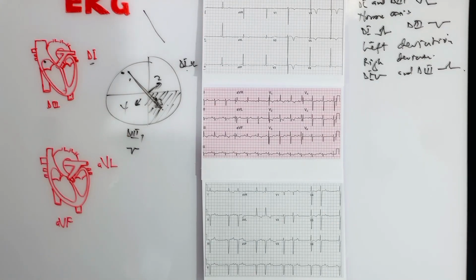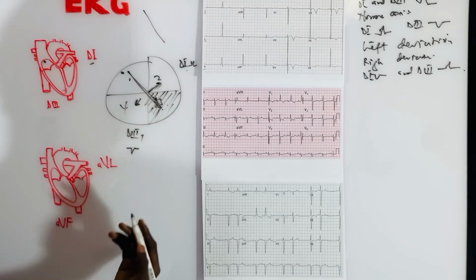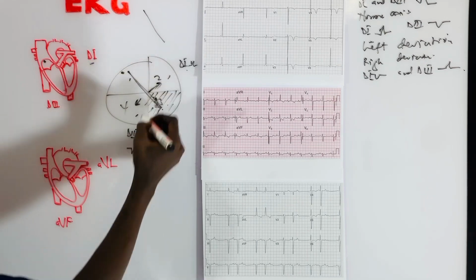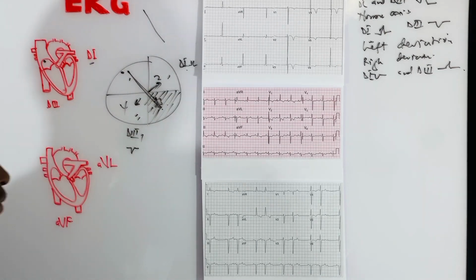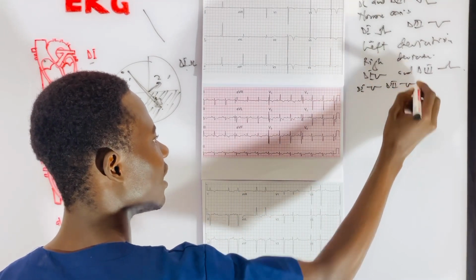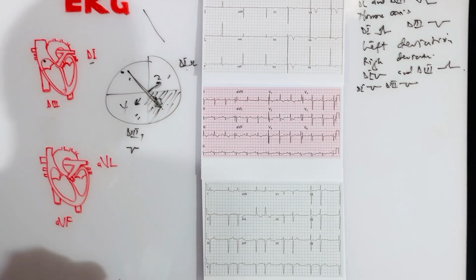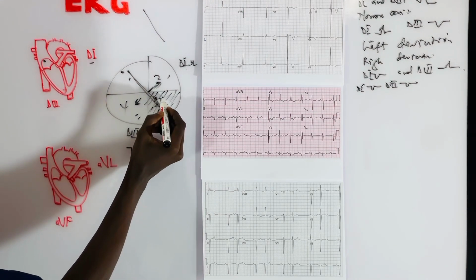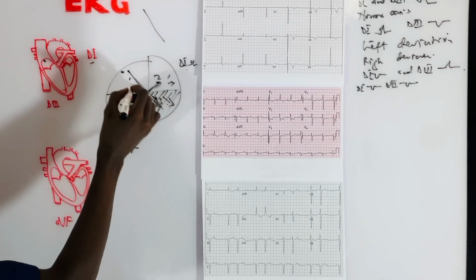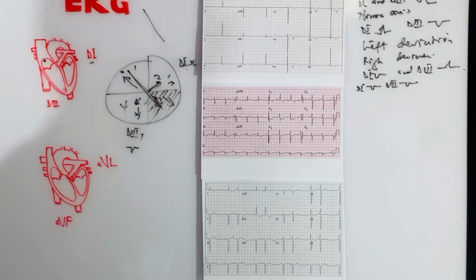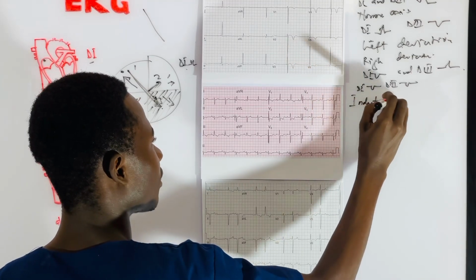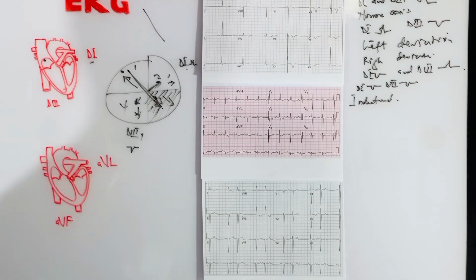Now, let's look at a condition in which we find both D1 and the D3 negative. When D1 is negative and D3 is also negative, that means the vector is not moving towards either this place, nor this place, nor this place. That means the vector is around the first quadrant. And we say it is indeterminate. That axis is indeterminate.